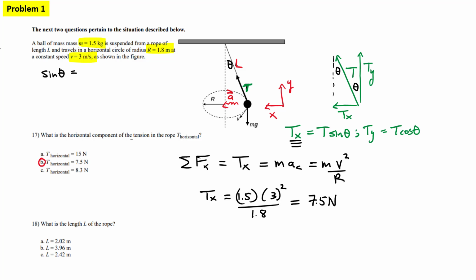Well, it's the opposite over the hypotenuse. The opposite is r over L. I already know r. What I need to do now is determine what this angle theta is. In order to do that, we're going to use a combination of Tx and Ty to find that angle theta.